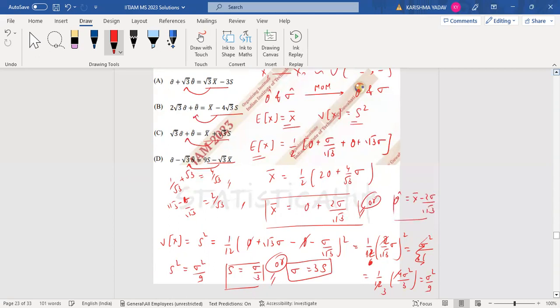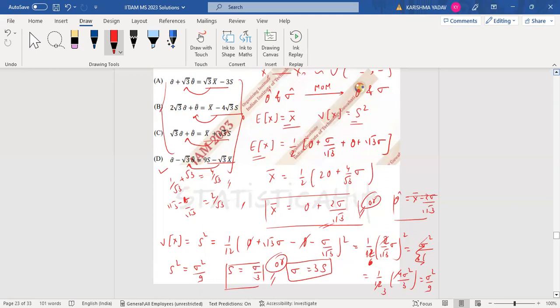Either you put the values of x bar and s in this part, or you put the values of theta cap and sigma in this part. If you put in the values of sigma cap and theta cap, you will obtain the results of x in terms of x bar and s. If you put them in terms of x bar and s, then you will get the result in terms of sigma cap and theta cap.